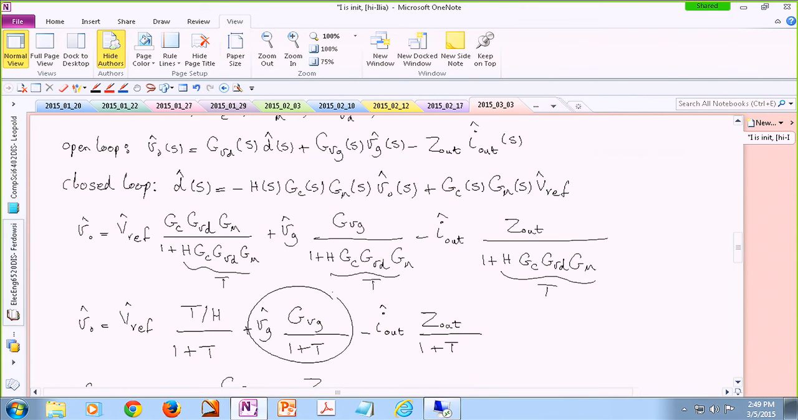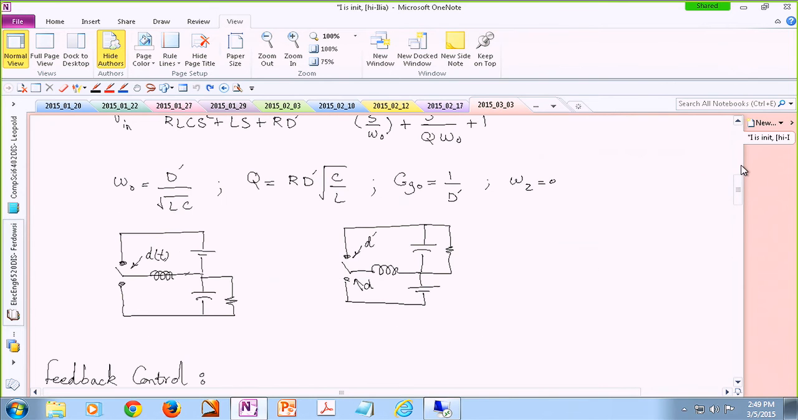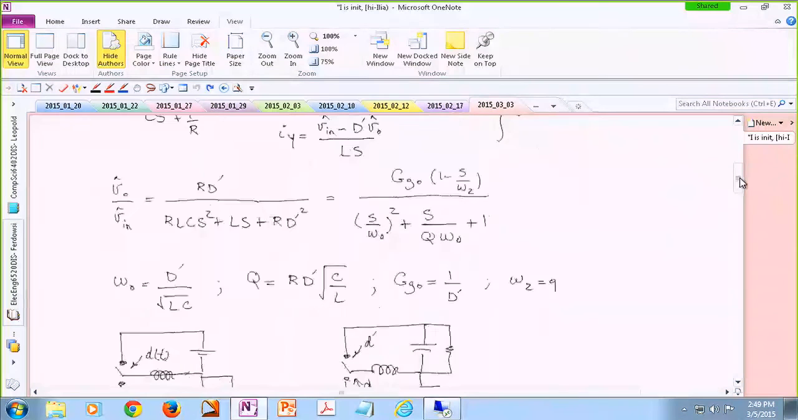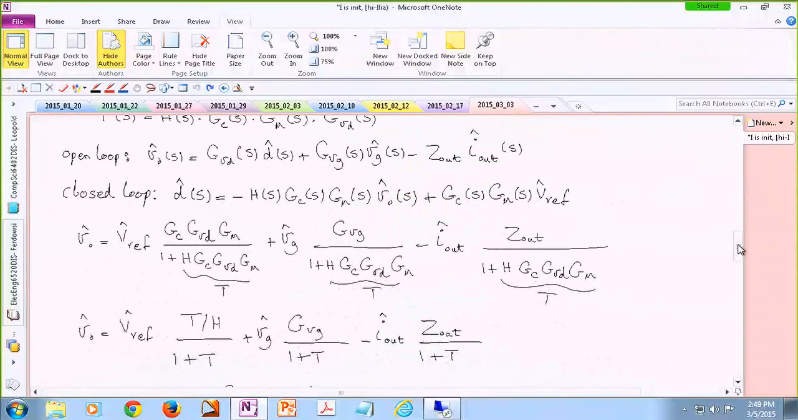Okay, GVG is the open loop line to output transfer function. Once I close the loop, there is a division by 1 plus T, and that's the closed loop line to output transfer function. Same note on the output impedance. The output impedance that we have is the open loop output impedance. Once you close the loop, there is a division by 1 plus T. So then that's the closed loop output impedance.